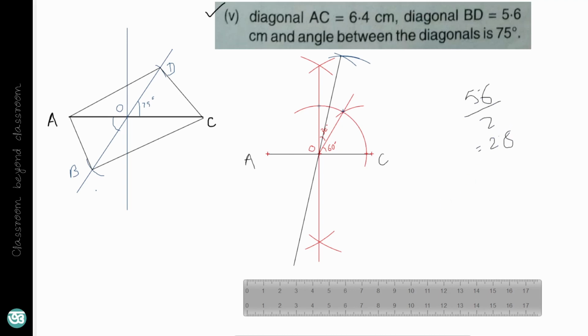So we'll take a radius of 2.8 centimeter and cut this diagonal. This is 2.8 centimeter and let us take point O, midpoint. This point will be point D and the opposite side point B. So this is now point B and this is point D. Now we can join these points. So A to B, again B to C, again C to D, and again D to A.